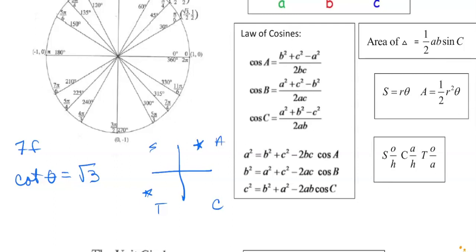Cotan is cosine over sine. In order for cotan to be radical 3, the cosine must be radical 3/2, and the sine must be 1/2, because then the 2's cancel, and I get a radical 3 for cotan. So where does that happen? Where is cosine √3/2? That's going to be at pi/6. So pi/6 is going to be an answer because cotan is positive there.